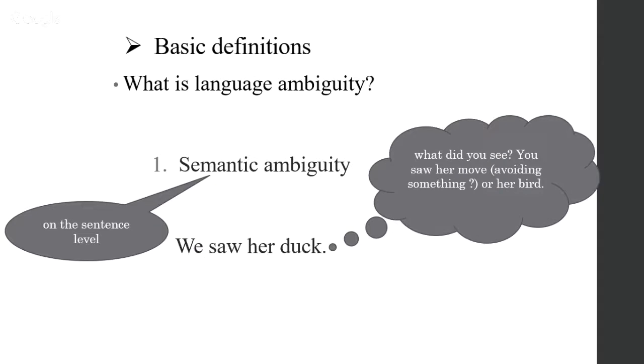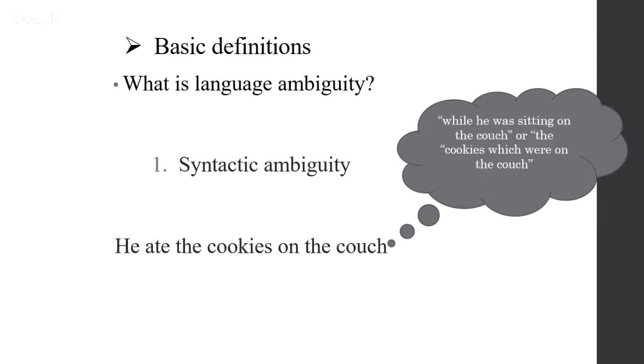For the semantic ambiguity on the sentence level, when you say "I saw her duck," what did you see? You saw her move, avoiding something, moving down, or you saw her bird. And syntactic ambiguity, when you say, for example, "he ate the cookies on the couch." What do you mean by that? While he was sitting on the couch, he ate the cookies, or he ate the cookies which were on the couch? So this is an example of syntactic ambiguity.